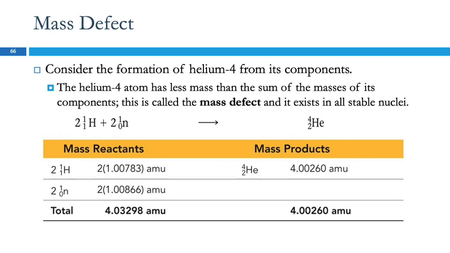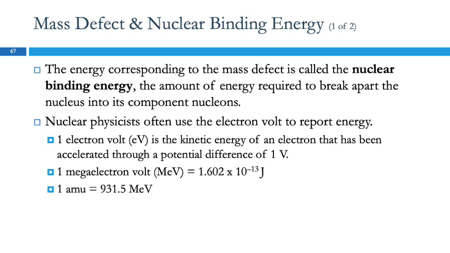It's stored as energy. So all stable nuclei have this mass defect. If you do very precise mass measurements and you add up all the components, it equals more than the actual thing weighs because of this mass defect. That doesn't sound right. I know it doesn't sound right. That's why it's a defect. So that energy, remember mass can be converted into energy. That energy is called the nuclear binding energy.